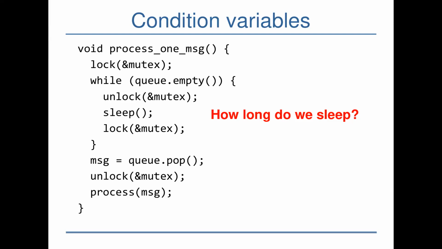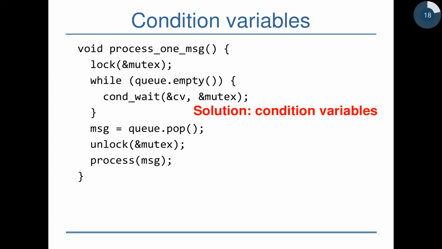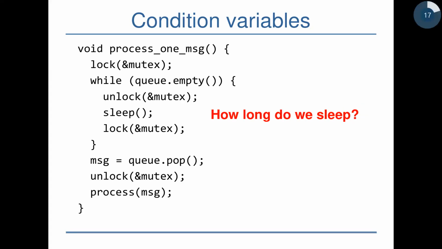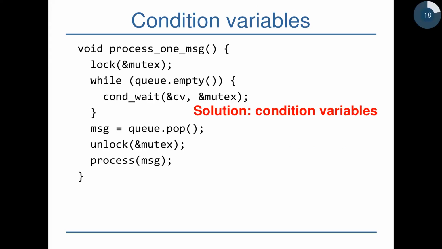Well, it turns out that there is a special primitive that can do this work for us. It's called a condition variable. The condition variable has the unlock, sleep, and lock operations combined together. So we will have this cond_wait, where we pass the condition variable and then the mutex. Remember, we need to pass the mutex because we want to unlock the mutex, sleep, and then lock the mutex again.